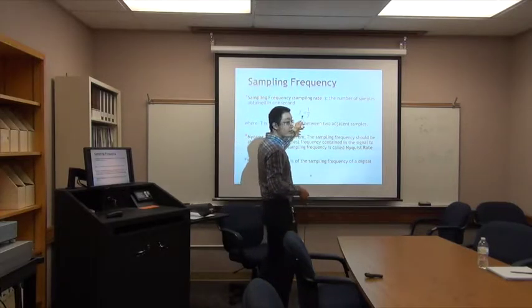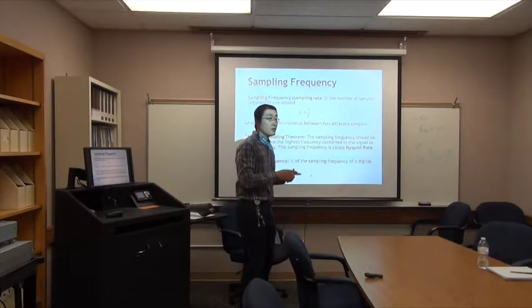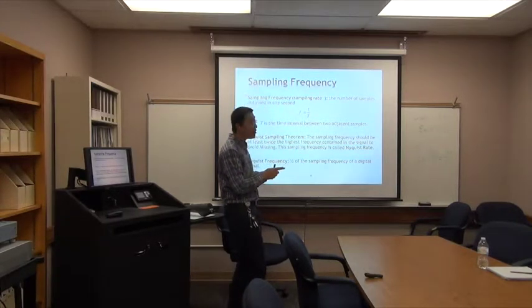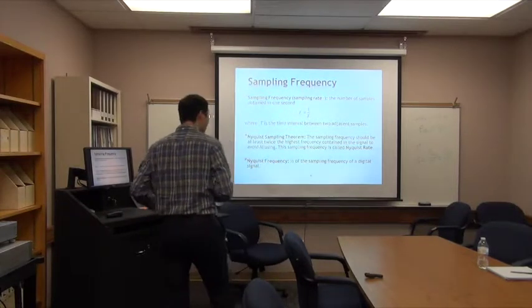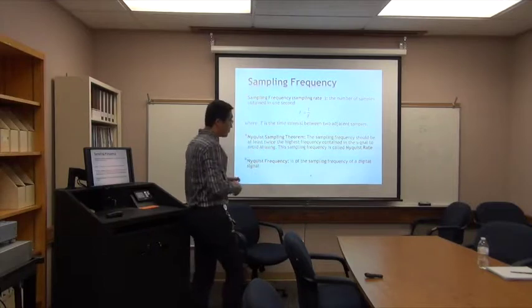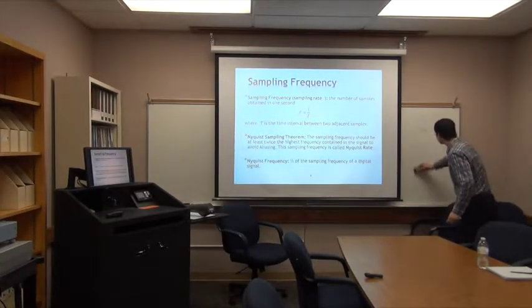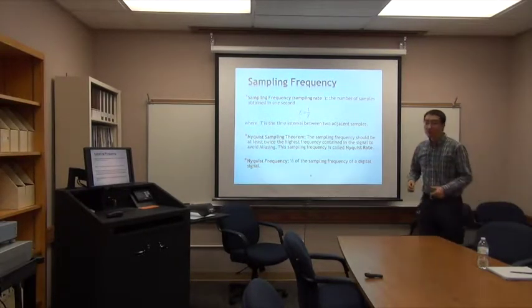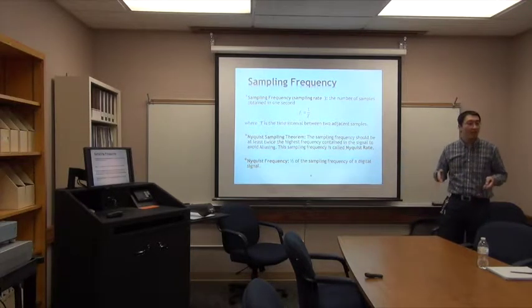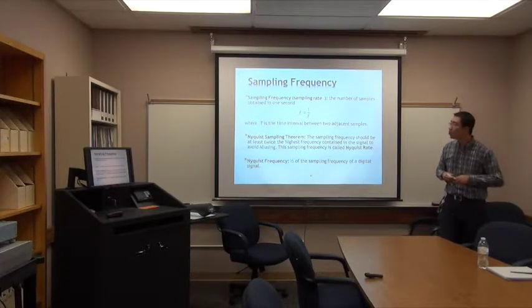And it can be calculated: sampling frequency equals 1 over t, with t as the time interval between two adjacent points. Right? Now, everybody knows with a higher sampling frequency, we're going to get a better waveform. We're going to get better data. And more data, of course.